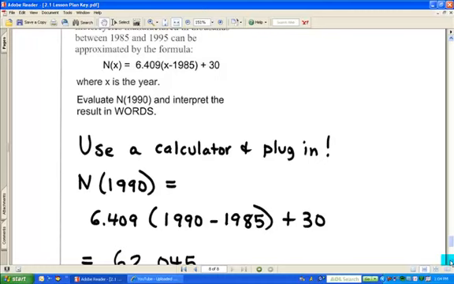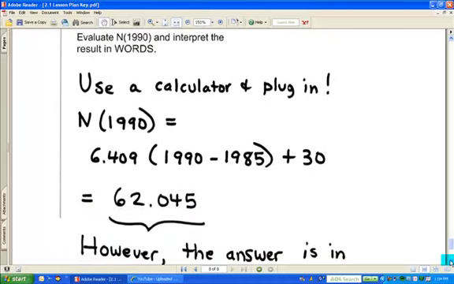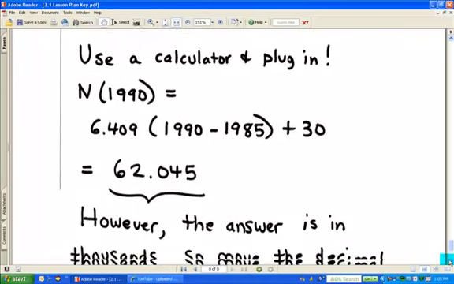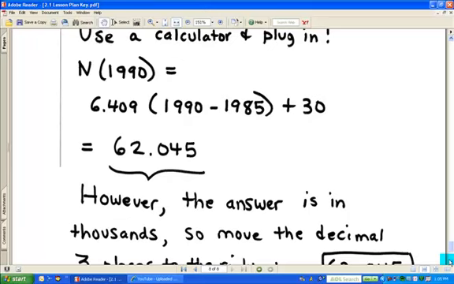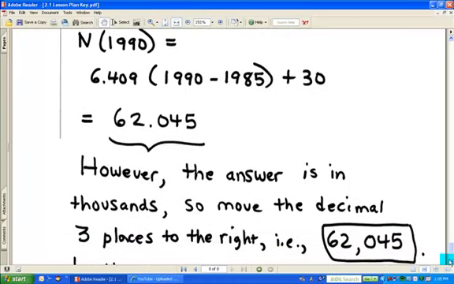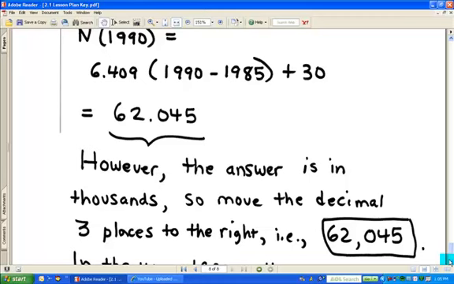You know, we could be lazy. Go ahead and use your calculator. And when we do, we come out with the answer 62.045. Now let's stop and think for a minute. 62 motorcycles and a fractional part of another one doesn't make sense as the number built in one year. Well, that's because we were told that the answer is in thousands. So whatever answer comes out, to make it right, you basically multiply it by 1,000, and that's equivalent to moving the decimal 3 places to the right.